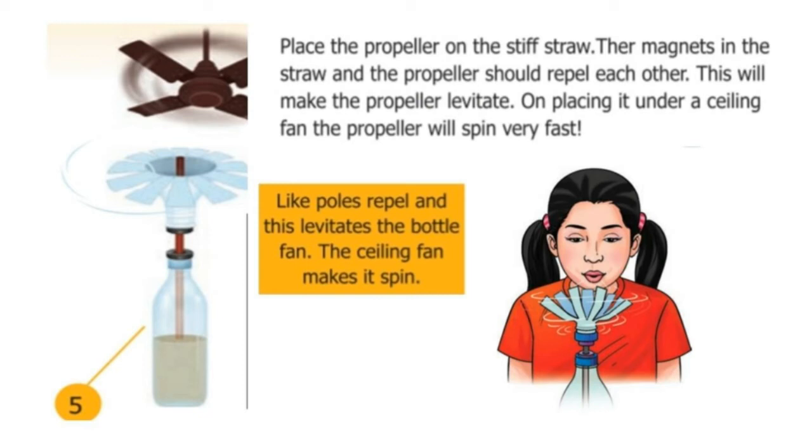On placing it under a ceiling fan, the propeller will spin very fast. So, like poles repel and this levitates the bottle fan. The ceiling fan makes it spin. Now, our levitating propeller is ready.